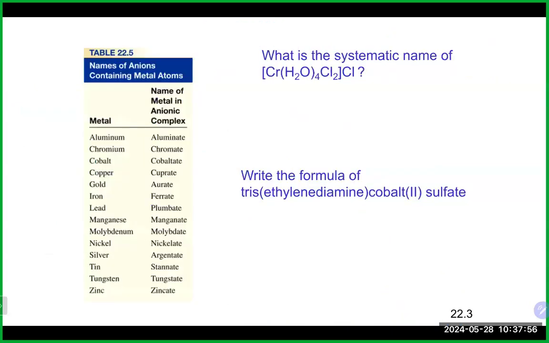All right, so why don't you give the name for the first one and give the formula for the next one. Here's some more.